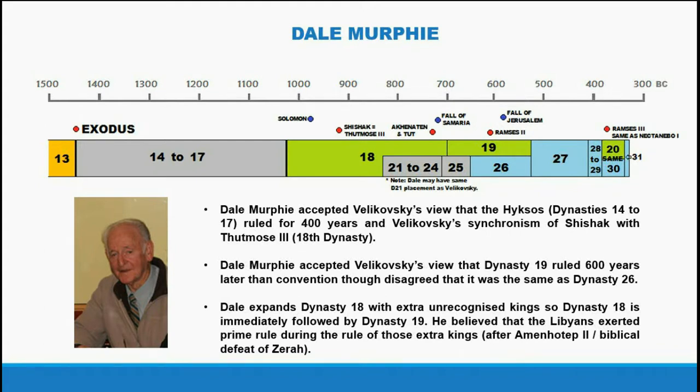He then has Dynasty 18 reasserting primary rule in the days of Thutmose IV, followed by Amenhotep III, the heretical King Akhenaten, and the famous boy king Tutankhamun, or King Tut.